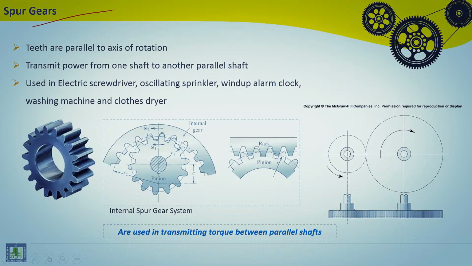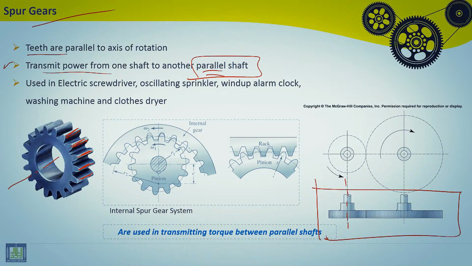Let's see here some features for spur gears. First one is that teeth are parallel to the axis of rotation. You can see here, if this one is the axis of rotation, teeth are parallel to the axis of rotation, okay? Second one, it transmits power from one shaft to another parallel shaft, okay? Here, for this gear train, we can see this is the input shaft, for example, this is the output shaft, so both shafts are parallel.